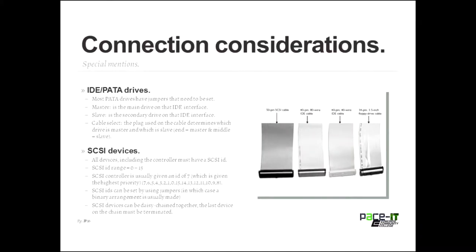Now let's talk about cable connections. If it is an IDE interface, which means it's a parallel ATA device, most of those devices have jumpers that need to be set, and your choices for jumper settings were master, slave, or cable select. If you set your device to master, that means you wanted it to be the main drive on that IDE interface. If you set it to slave, that means it was going to be your secondary drive on that IDE interface. If you put it to cable select, that means you wanted the cable essentially to select whether it was the primary or secondary drive.